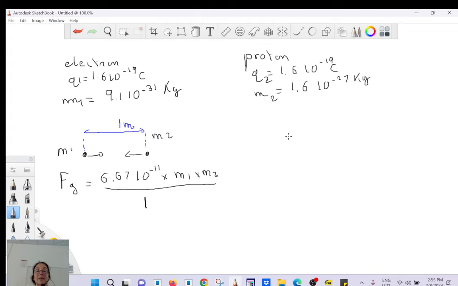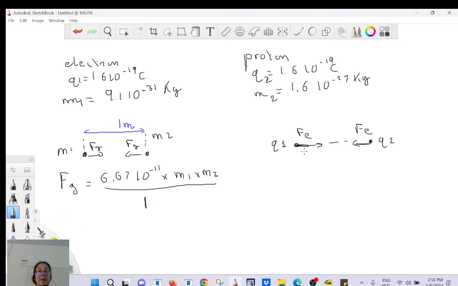Okay? Now, what about the same proton here or electron and the same proton here? Are they repelling each other or attracting each other? Proton and electron attract. So that's a gravitational force, and that's an electric force.